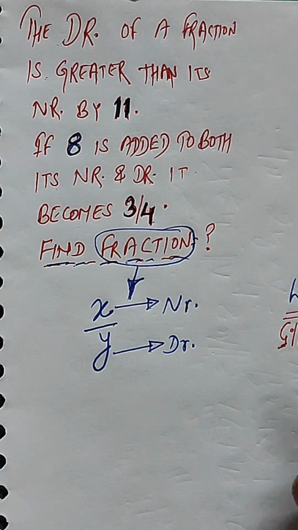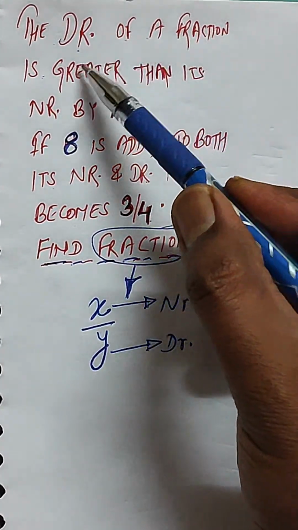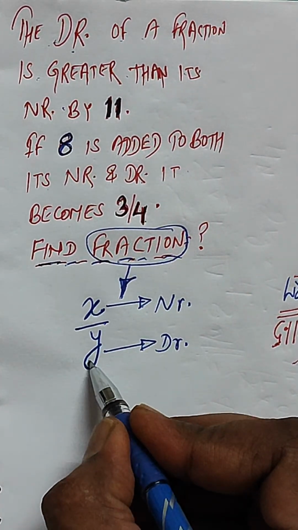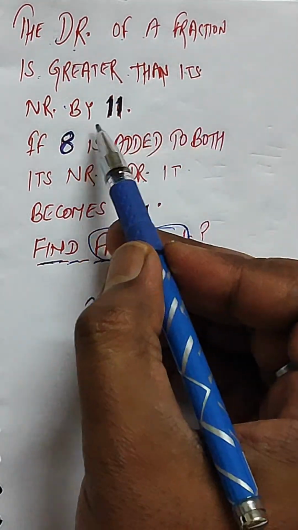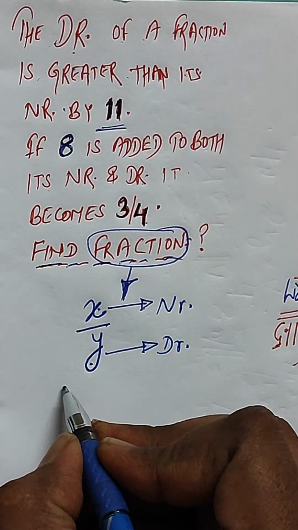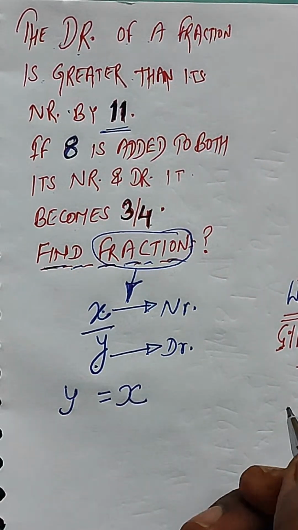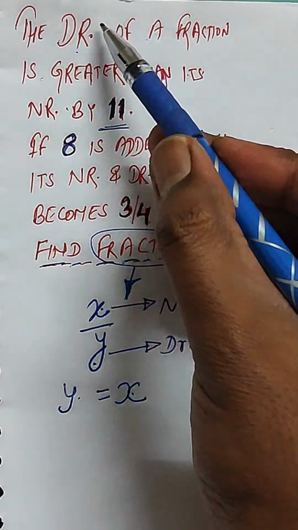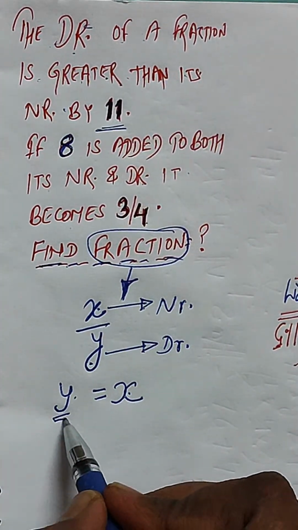Now you can just read the question again. The denominator of a fraction is greater than its numerator. That means y is greater than x by how much? 11, right? Then to equate y and x, which one is greater, y or x? The denominator of a fraction is greater, right? That means y is greater.